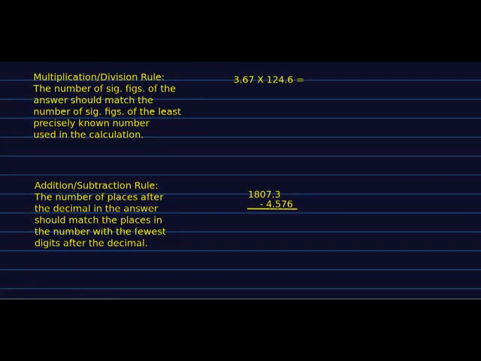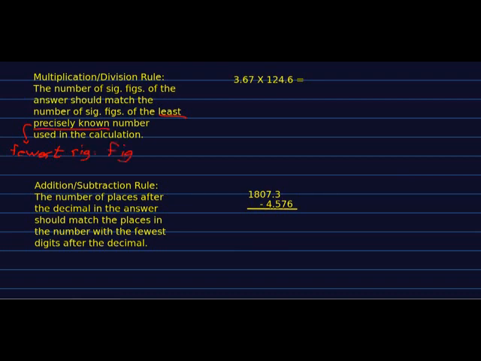Let's look at these rules and do a couple of examples to illustrate them. Here's the multiplication and division rule. The number of sig figs of the answer should match the number of sig figs of the least precisely known number used in the calculation. What do I mean least precisely known? What I mean is the one with the fewest sig figs.